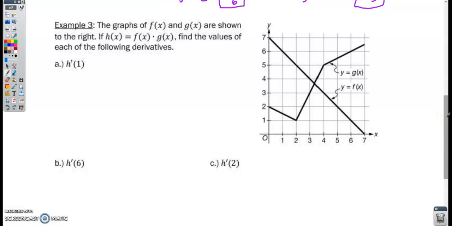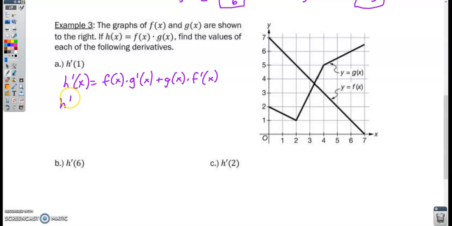Example 3, the graphs of f of x and g of x are shown to the right. If h of x is equal to f of x times g of x, find the value of each of the following derivatives. So h prime of x is equal to f of x times g prime of x plus g of x times f prime of x. And so h prime of 1 is equal to f of 1 g prime of 1 plus g of 1 times f prime of 1.